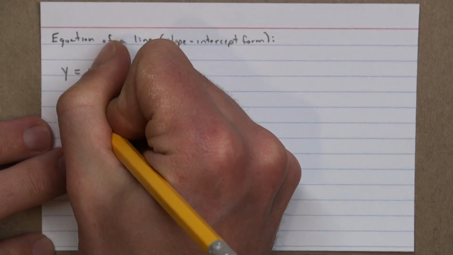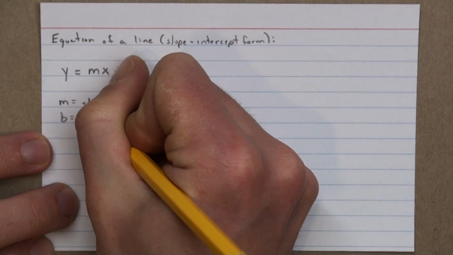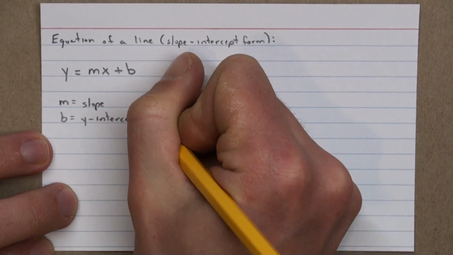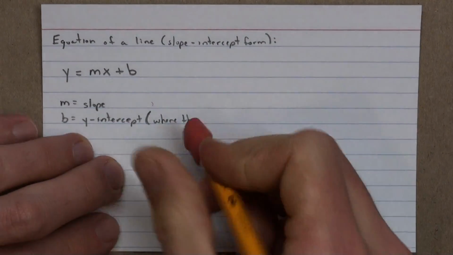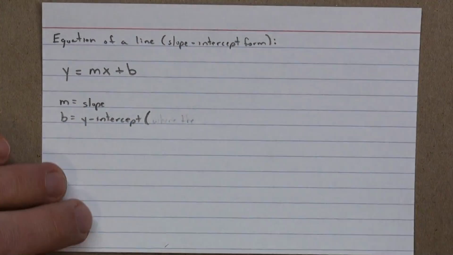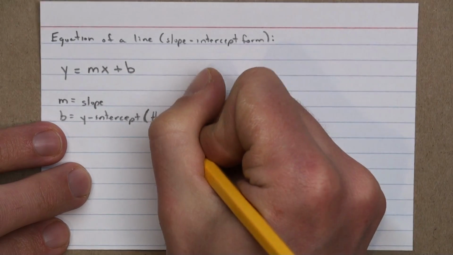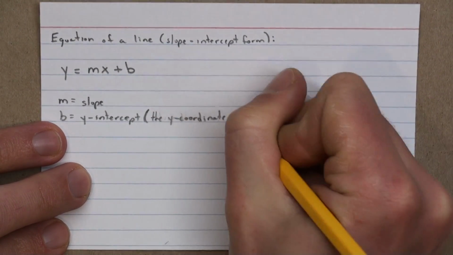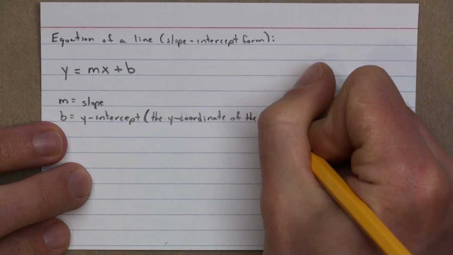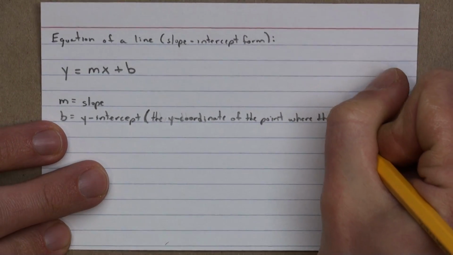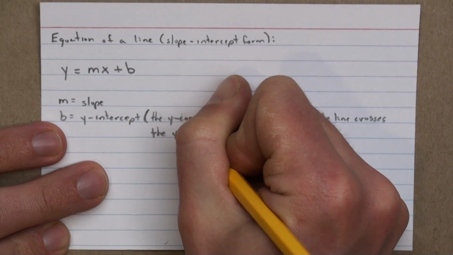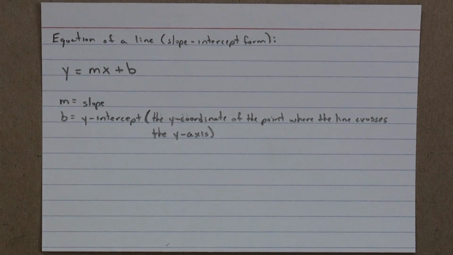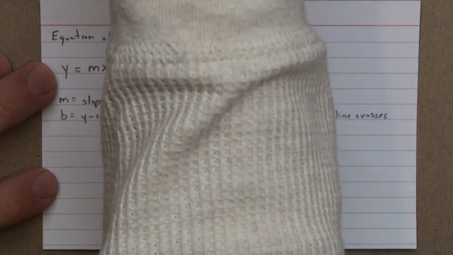Where m is the slope and b is the y-intercept, which means, let's make this a little bit more specific: the y coordinate of the point where the line crosses the y-axis. Okay? Oh, by the way, this is card 150.